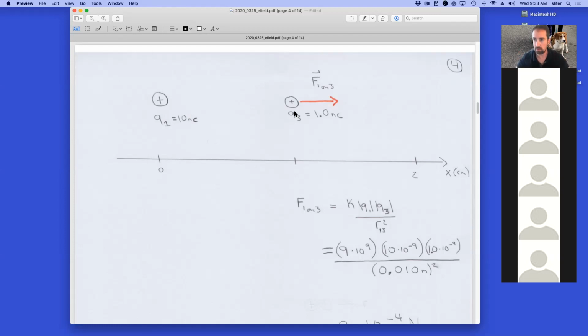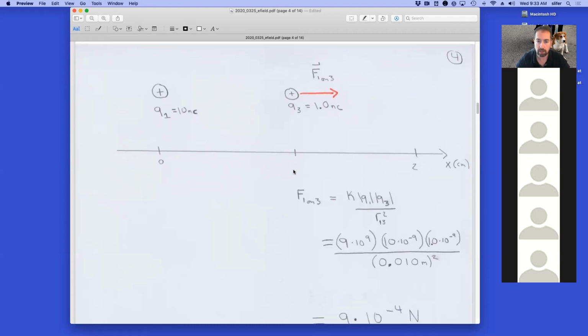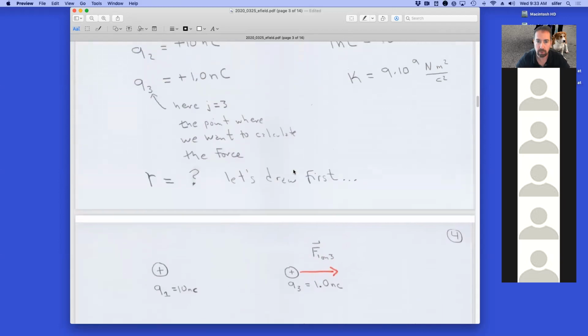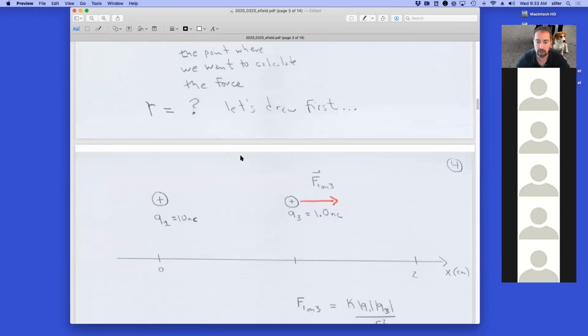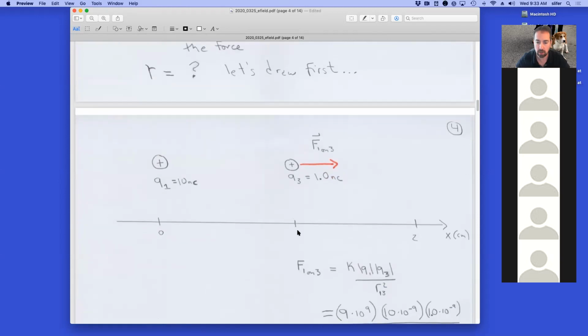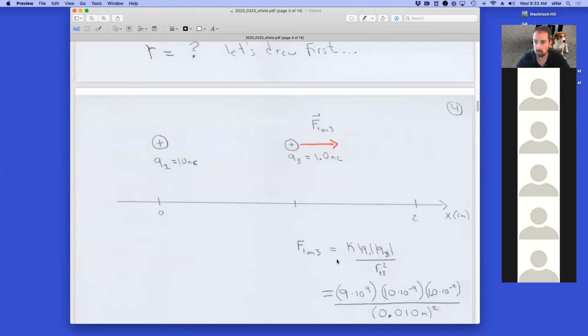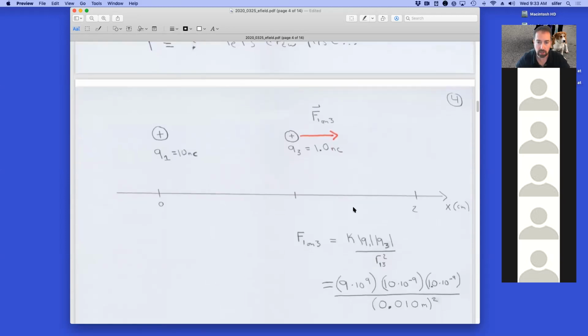So I'm just going to do one of these at a time. I have 10 nanocoulombs here. I'm told that Q3 was placed in the middle of them. The middle of the 2 centimeters is actually at 1 on that x-axis. This is a one-dimensional problem. If I had done this a little bit quicker, I might have thought, hey, the distance is given to me as 2 centimeters. But if I draw it out, I realize this guy's in the middle, and my distance is going to be 1 centimeter.